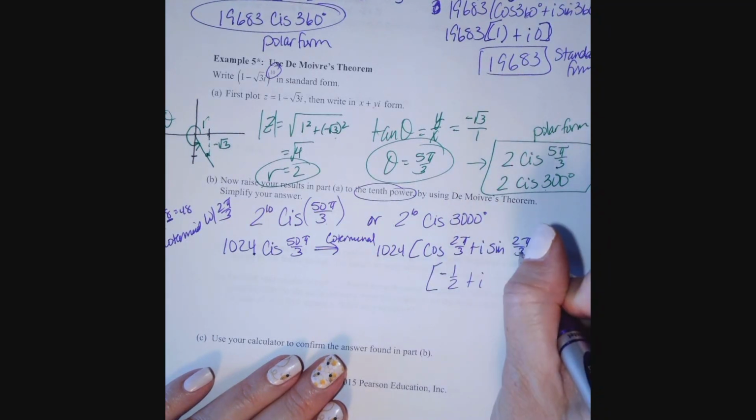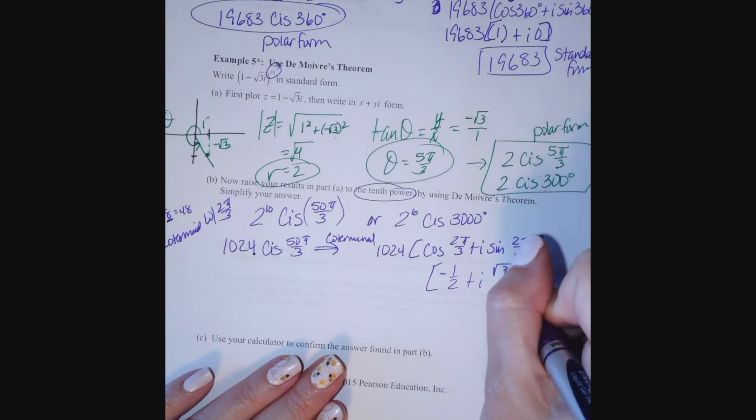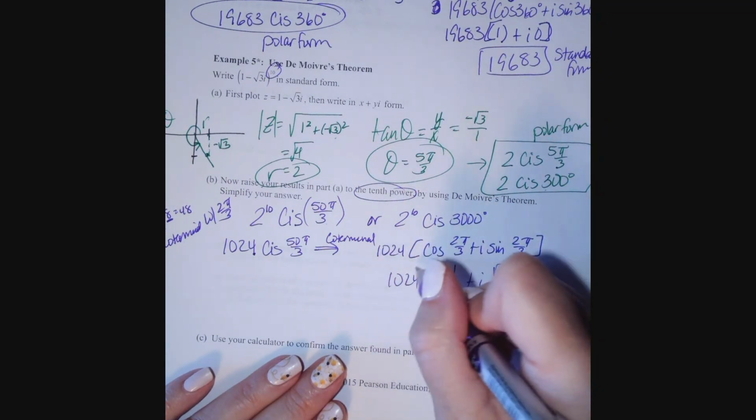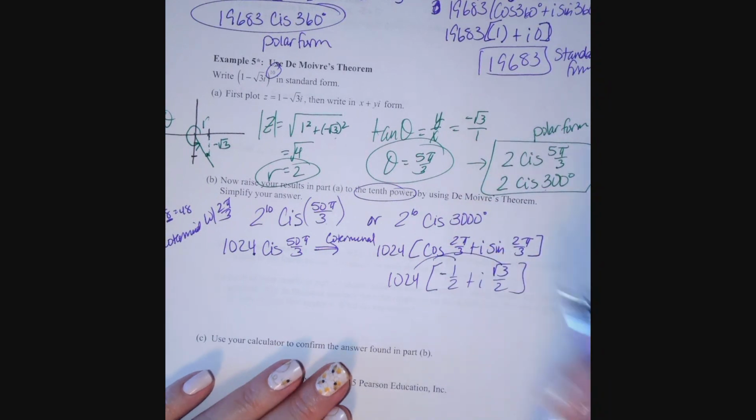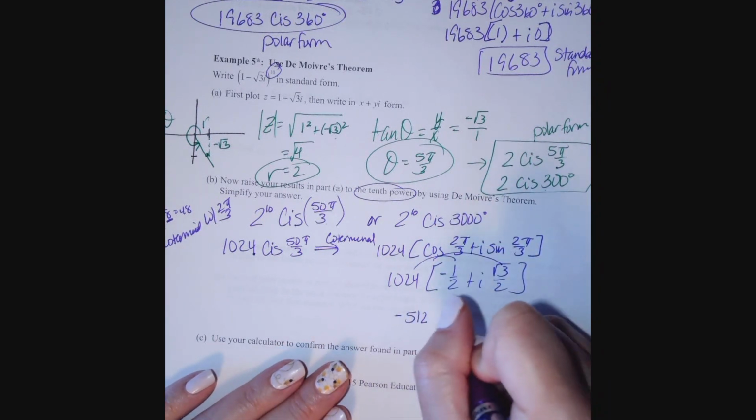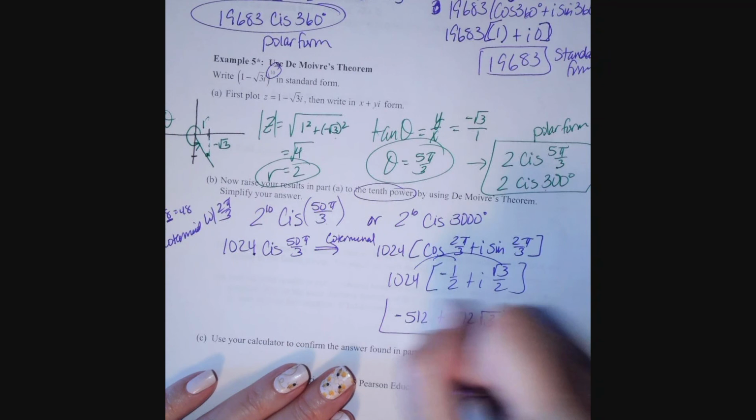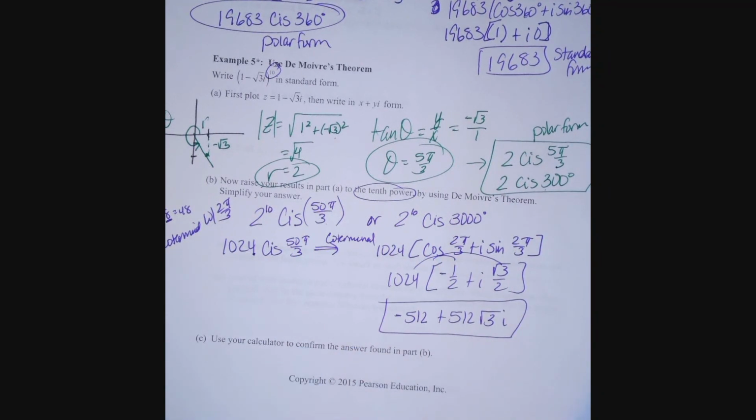Sine of 2 pi thirds is a positive square root 3 over 2. And I distribute that inside, and I get -512 plus 512 square root 3i, or 512i square root 3, depending on where you stick that i. It offers to let me use the calculator to confirm. You guys don't need to use your calculator to confirm unless you're confirming here.